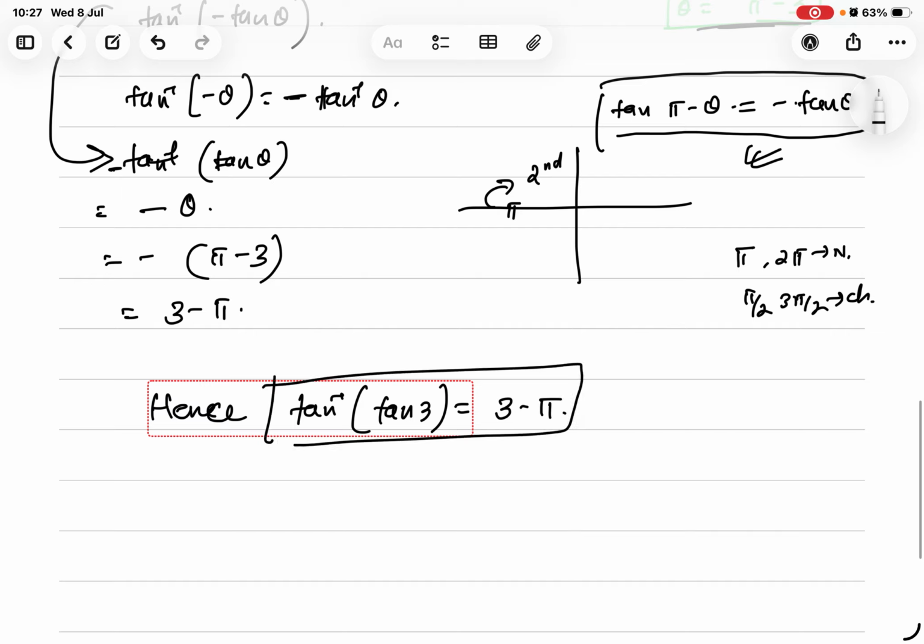Clear? Okay. In the next class we'll discuss tan inverse of tan 4 and 5.